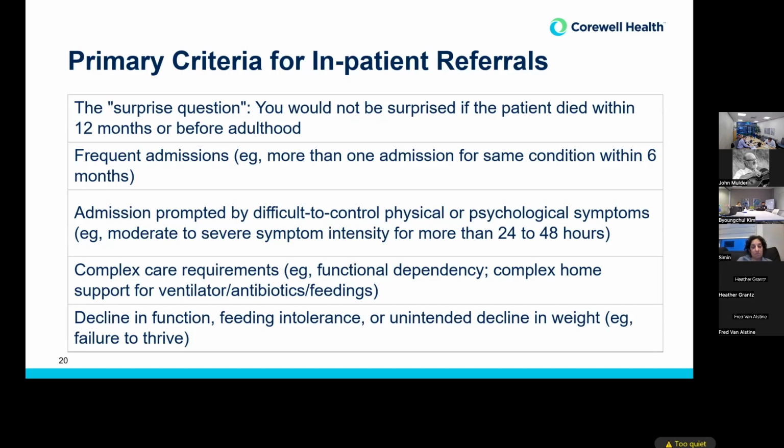If they're just becoming more dependent for their ADLs, or losing weight, or not eating as much, that's a great reason to get palliative care involved. So these are some of the primary criteria, and you don't have to have more than one of them to trigger a consult for palliative care in the inpatient setting.